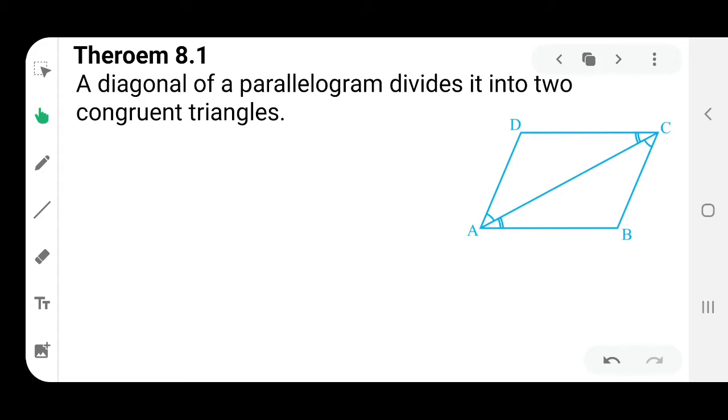Okay, so now the next topic is theorem 8.1. Now we are going to do theorem 8.1, which is very important in this chapter, because this is the only theorem which we have to do with proof.